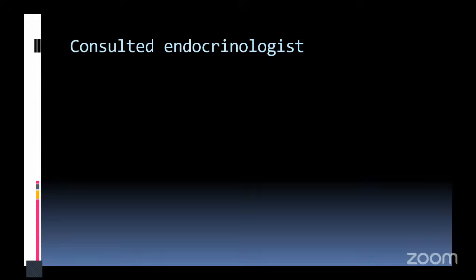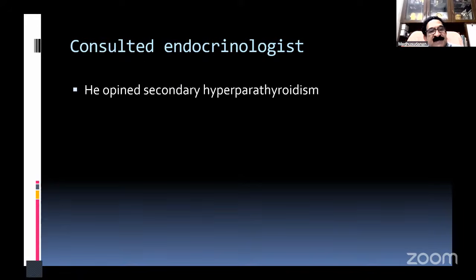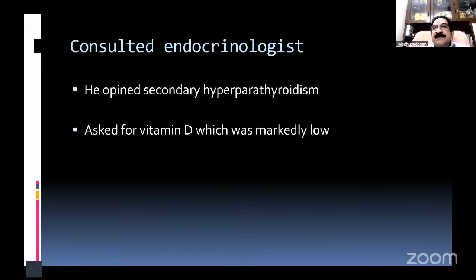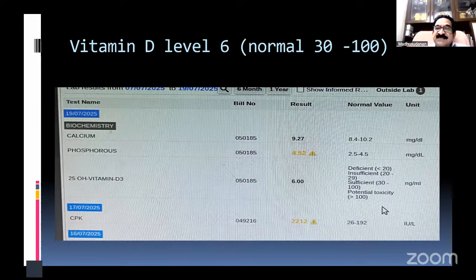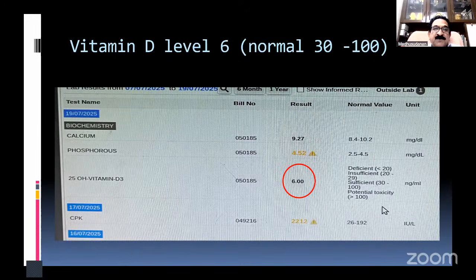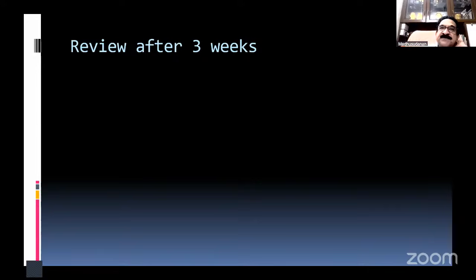So I just consulted an endocrinologist because, as you said correctly, I do not know what is causing the elevated parathormone. He opined that it is a secondary hyperparathyroidism. Asked for vitamin D, which was markedly low. This is the vitamin D level, only 6. Then the question came, what to do? According to his advice, I put him on vitamin D and Shelcal, and the patient was reviewed after 3 weeks.